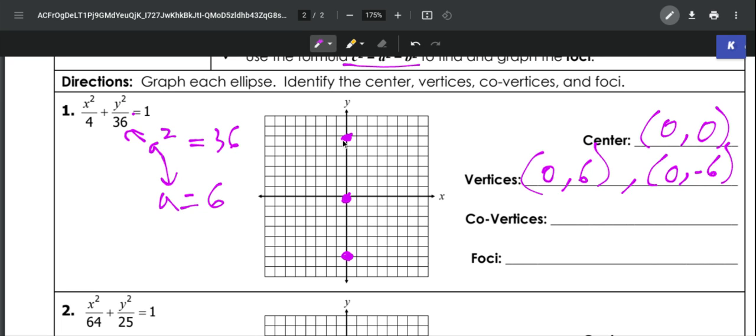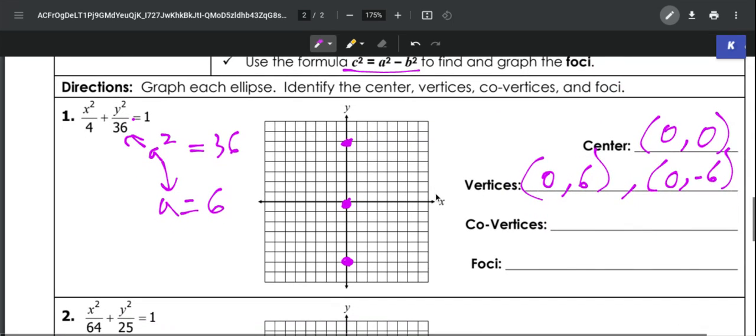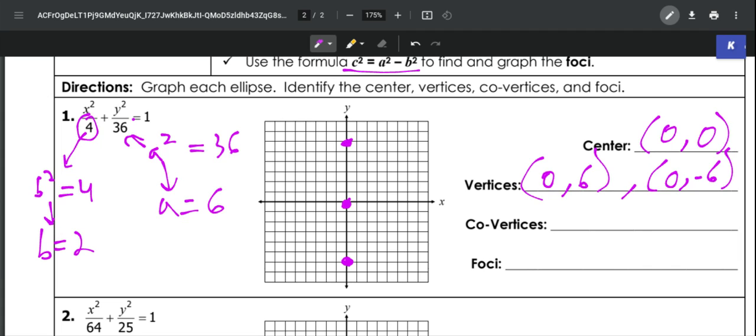So those are our two endpoints. And then we're going to look at our co-vertices, which our smaller denominator is going to tell us. So if our smaller denominators are co-vertices, that is b. And in our general form, it's actually b squared. So b squared is equal to 4. So that means that b is going to be equal to 2.